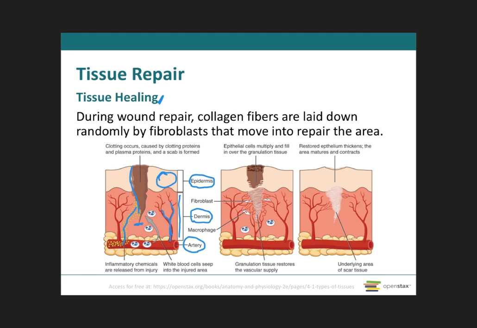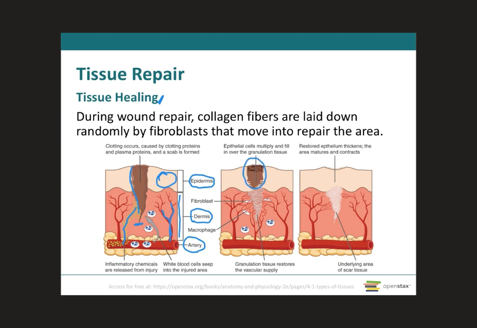Clotting proteins and plasma proteins also are going to initiate the clotting within the wound, and this is going to form a scab, which is clearly visible in the second step as this black and brown mass covering the upper regions of the wound.